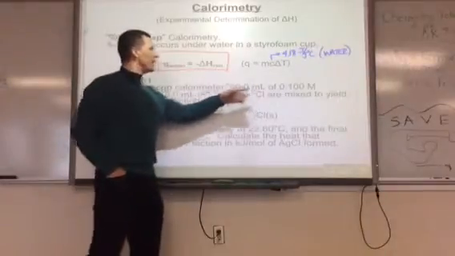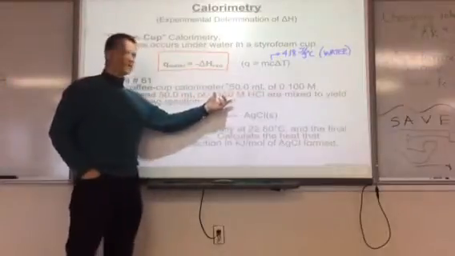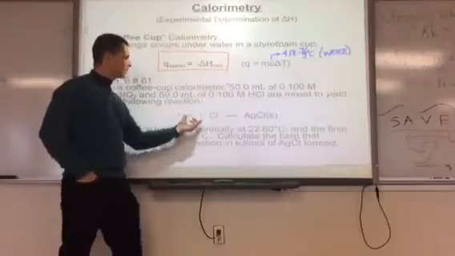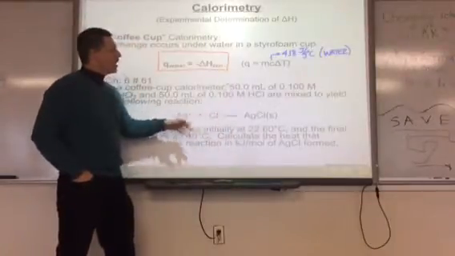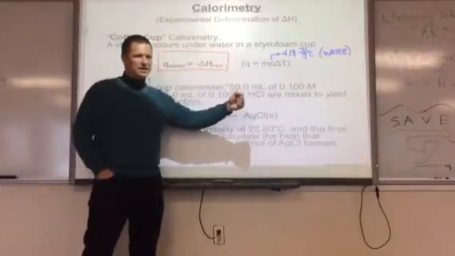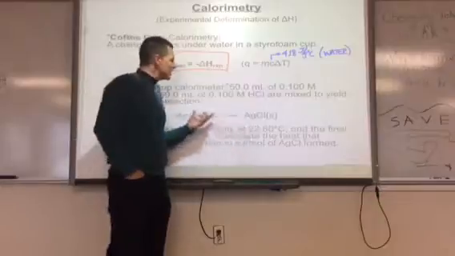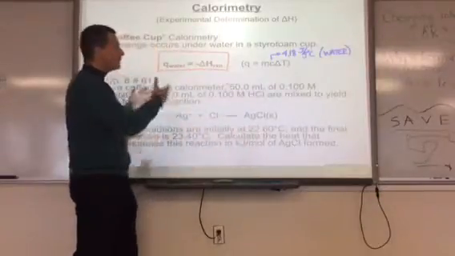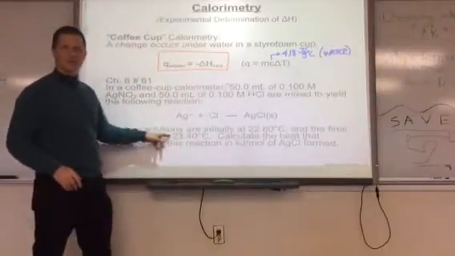So we have 50 ml of a solution of silver nitrate mixed with 50 ml of a solution of HCl. And this is the reaction that happens. This is from the silver nitrate, that's from the HCl. We get a precipitate that forms. We have a thermometer in this system. We note that the initial temperature of both solutions was 22.6, and then after they're mixed together and they have a chance to react, the temperature goes up to 23.4.